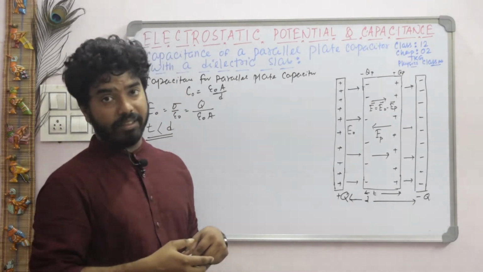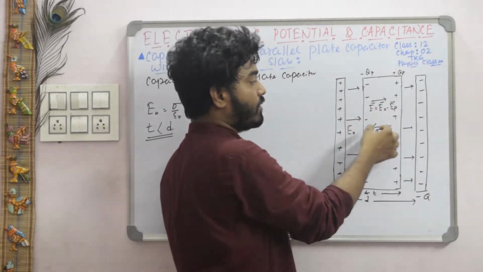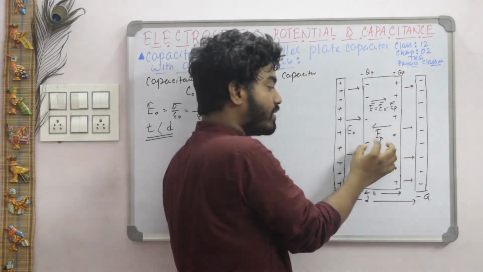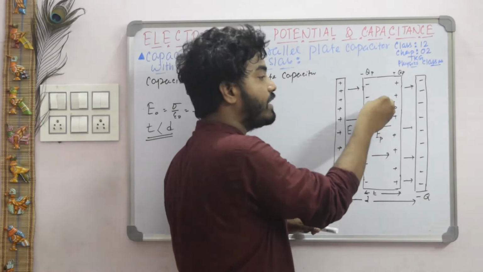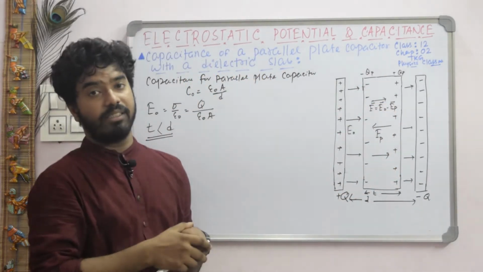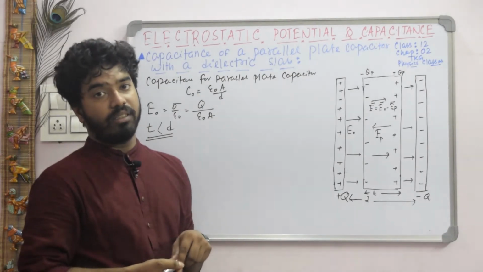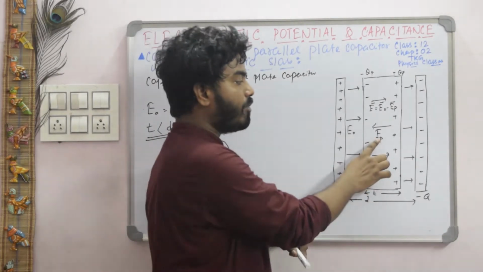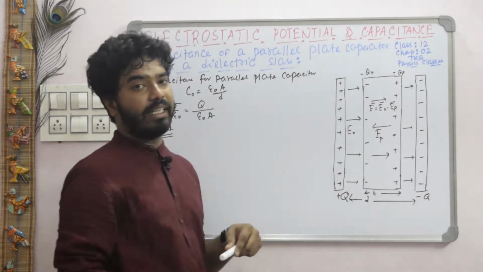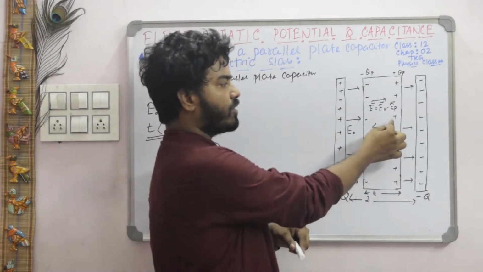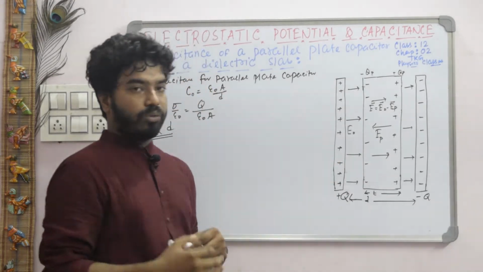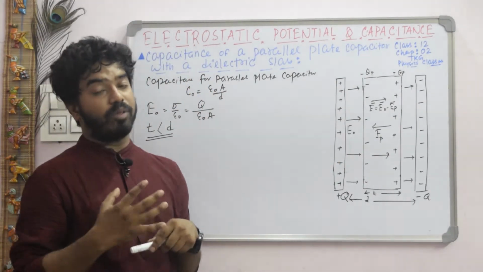Now what will happen here? Inside the dielectric slab there is an induced negative charge on one side and an induced positive charge on the other side. Because of this negative and positive charge inside the dielectric, an additional electric field is induced due to polarization, represented by the symbol EP. EP is the electric field due to polarization, directed from the induced positive charge to the induced negative charge. So here two types of electric field are present.